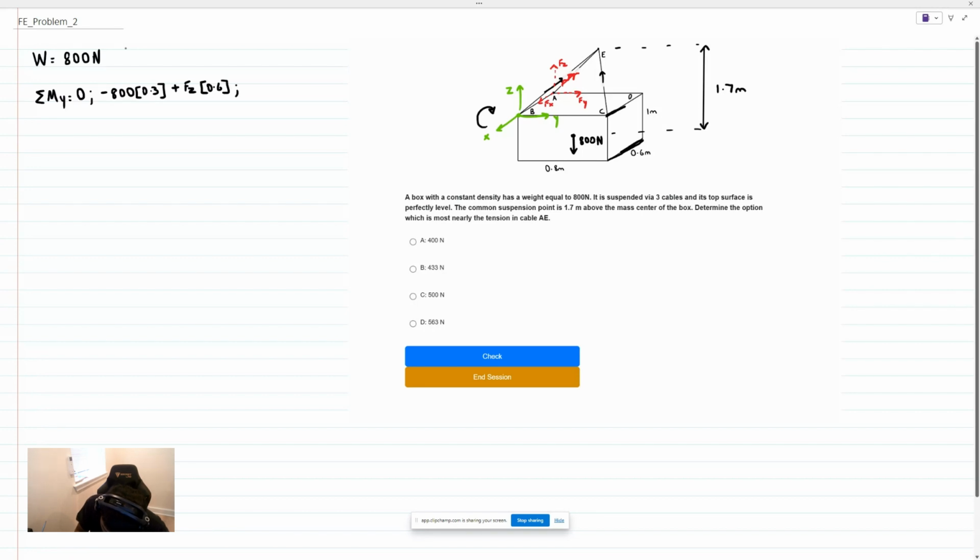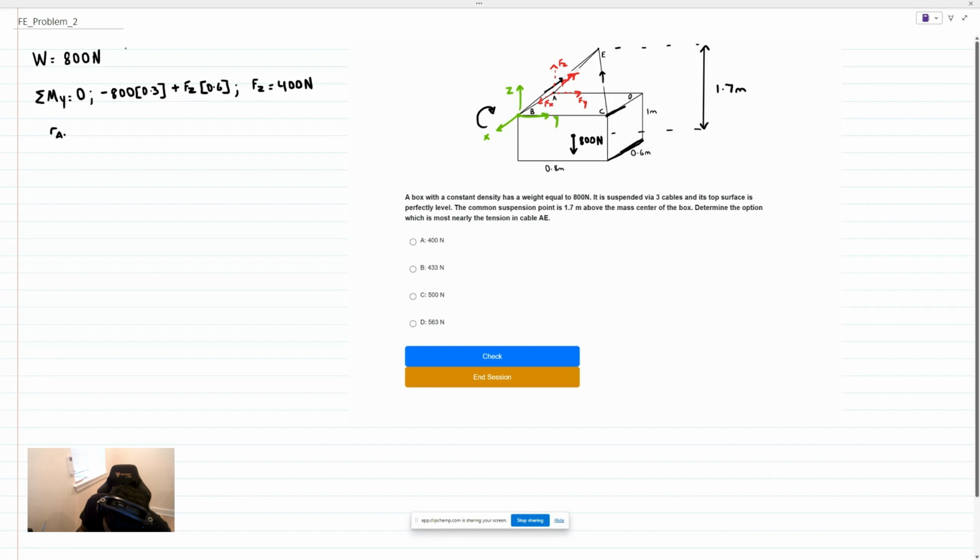And this equation helps us to conclude that the force Fz is equal to 400 newtons. Now we know Fz, and another important piece of information that we know is that the tension force must be along that line AE. An easy way to describe the direction of that line AE is using the position vector.